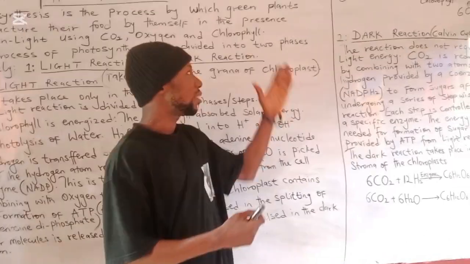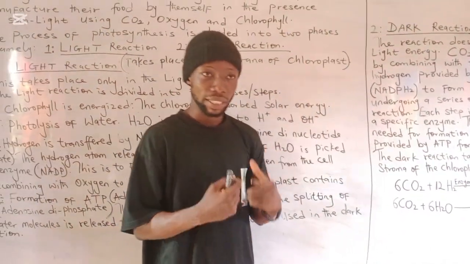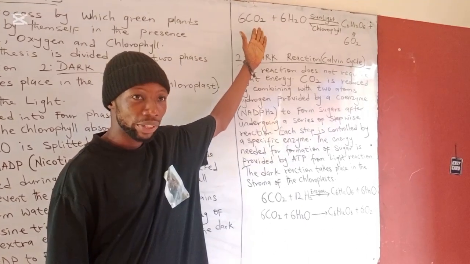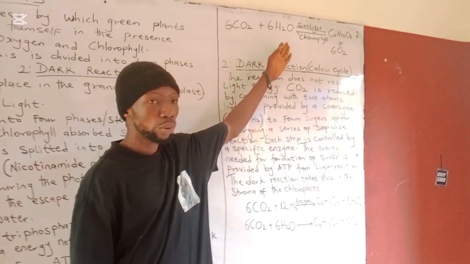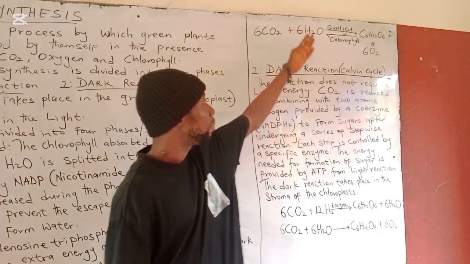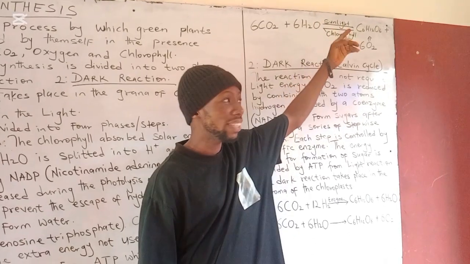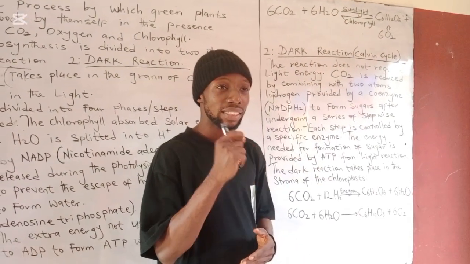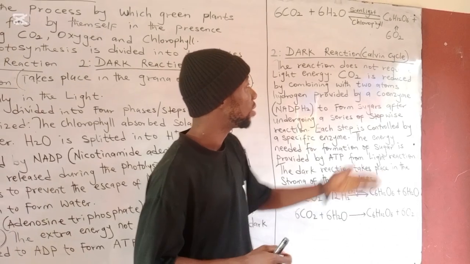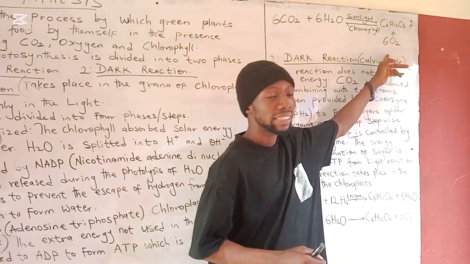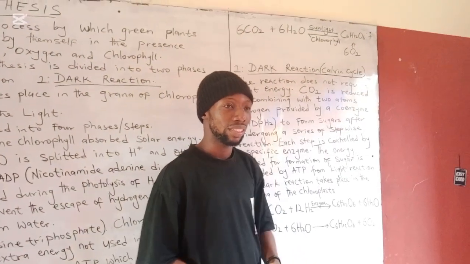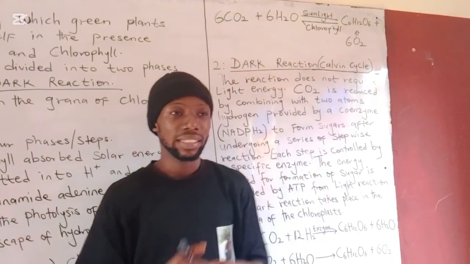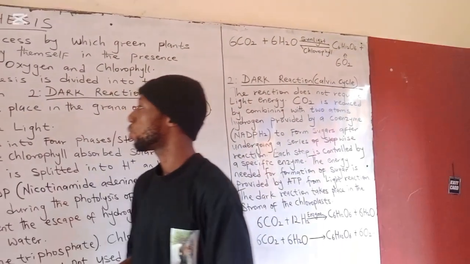It is the series of stepwise reactions in green plants between 6 molecules of carbon dioxide and 6 molecules of water in the presence of sunlight using chlorophyll to produce the first stable product, which is glucose, and the byproduct, which is 6 molecules of oxygen gas that is given off as a waste product.